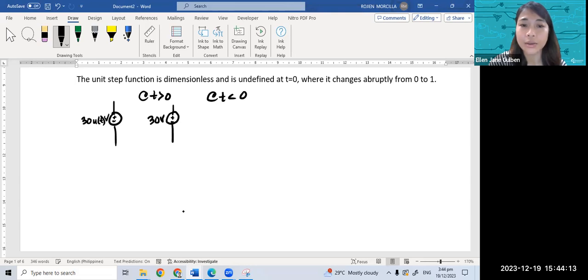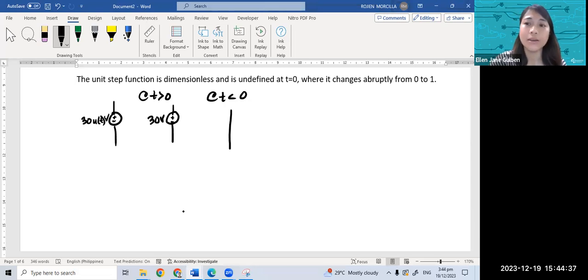And then at time less than 0, what would your supply look like? Your supply would look like a short. Why is it a short? Because u of t at time less than 0 is equal to 0. So 30 times 0 is 0. That means you have 0 voltage.